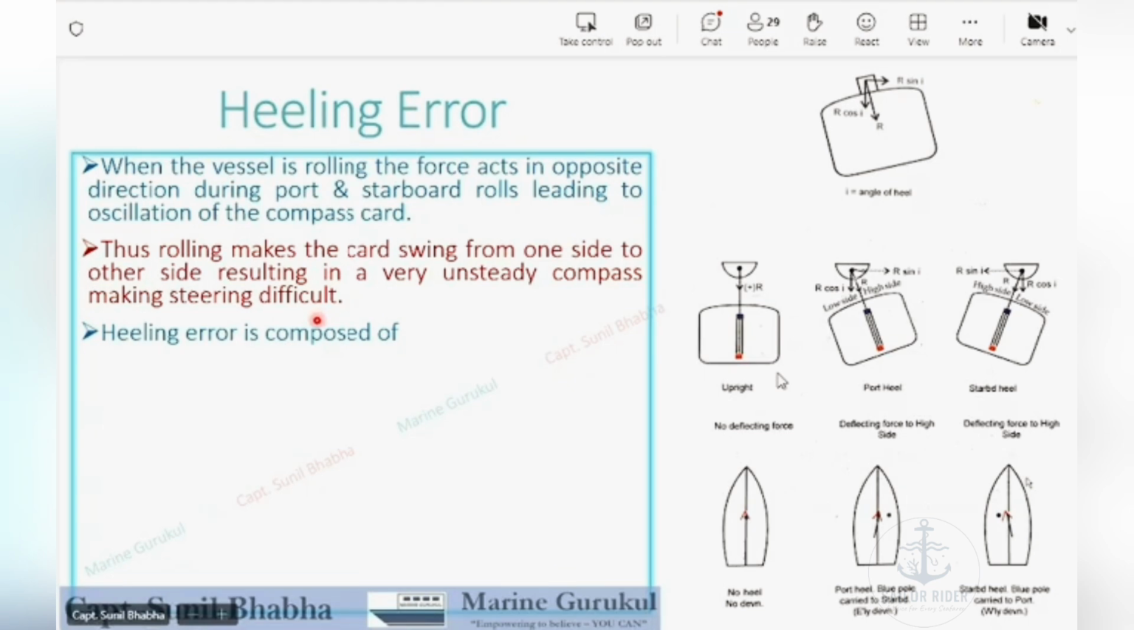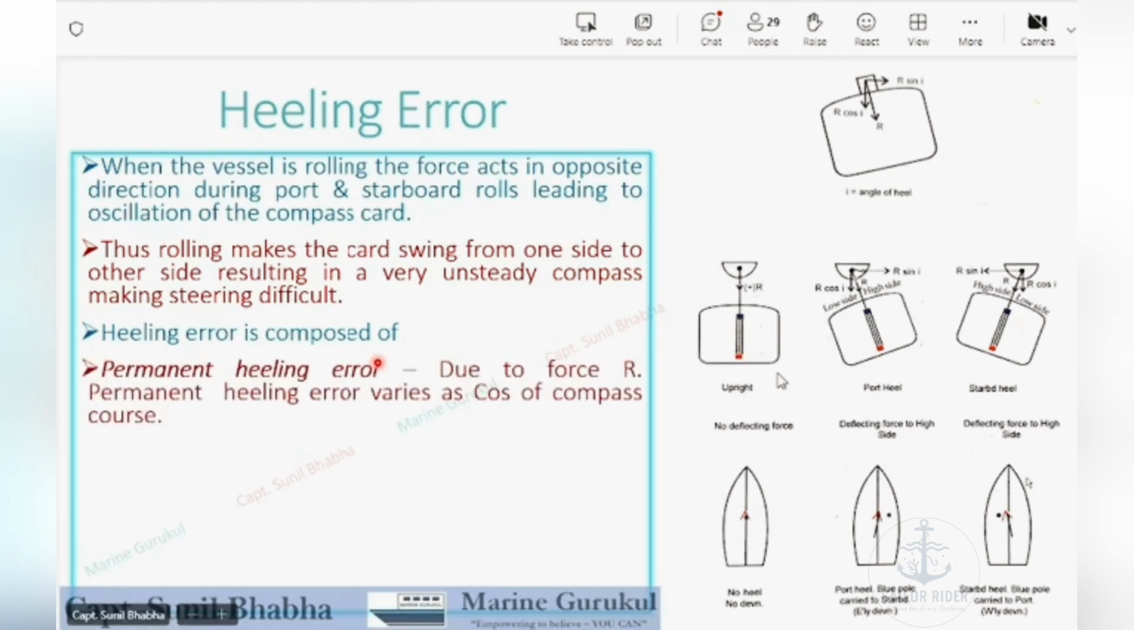Now, this heeling error is composed of two components. Heeling error could be generated because of permanent magnetism of the ship. In that case, it is known as permanent heeling error. This permanent heeling error is generated due to the force R, or component R. In this particular diagram, we see the permanent magnetism of the ship, the vertical component, the R component of the permanent magnetism of the ship, and this is causing the permanent heeling error. The permanent heeling error varies as the cosine of the compass course.